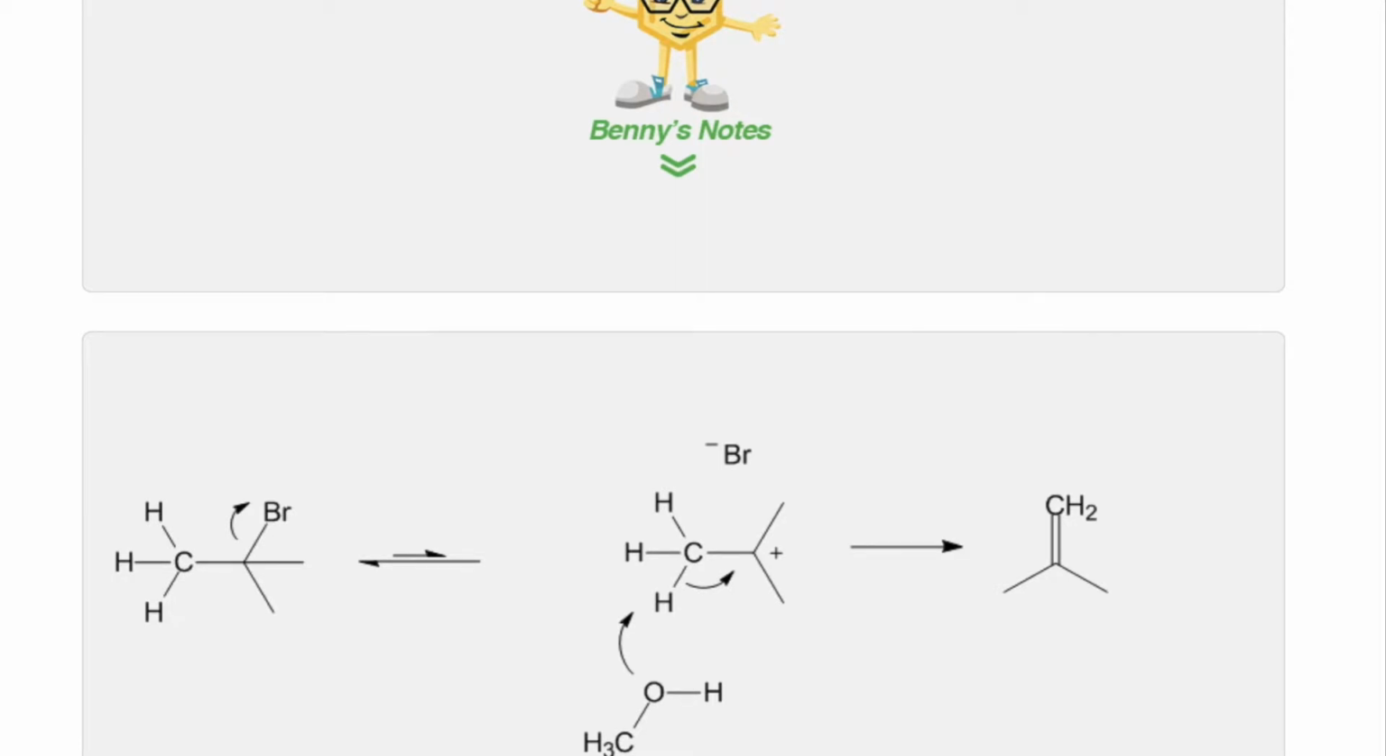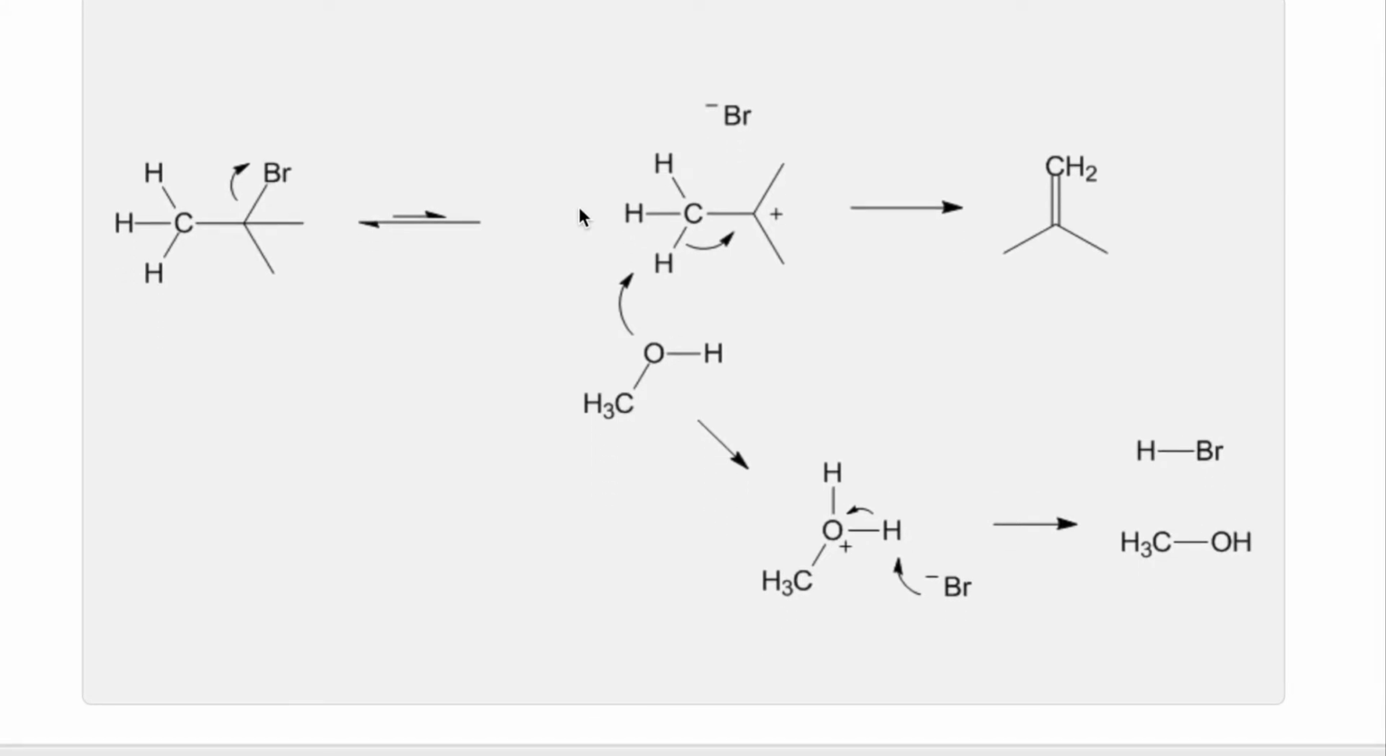An E1 reaction mechanism is said to be stepwise, meaning that there are two steps to the reaction. In the first step, the carbon-bromine bond spontaneously breaks to form an unstable intermediate called a carbocation. Carbocations, because of their instability, are only observed with tertiary carbon centers.